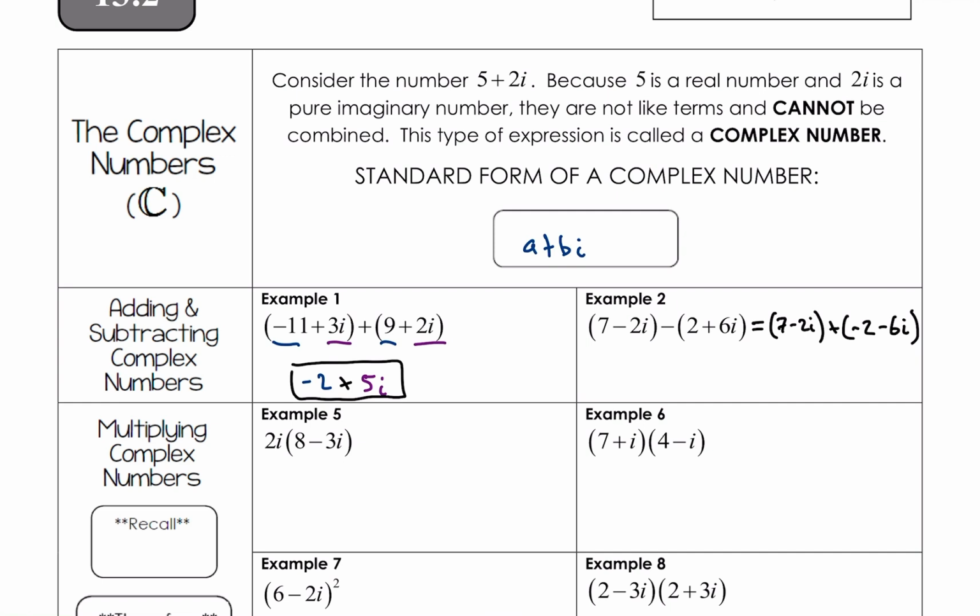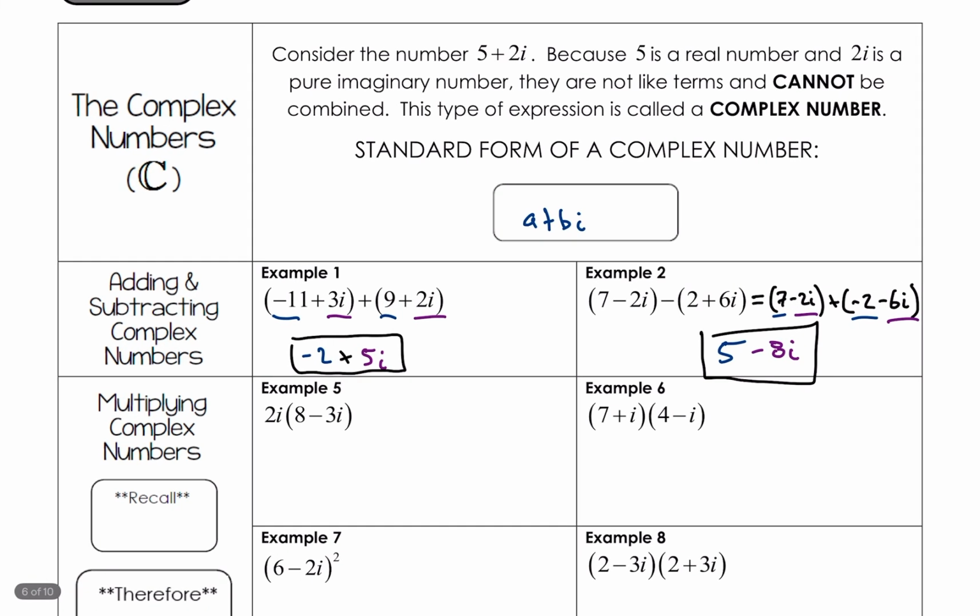So the real parts, I have 7 and -2, and the imaginary parts, I have -2i and -6i. That's going to be 5, because 7 minus 2 is 5, and then -2i minus 6i leaves me with -8i. That would be my final answer there. So adding and subtracting is combining like terms, but when we have a subtraction, just make sure we distribute that negative.